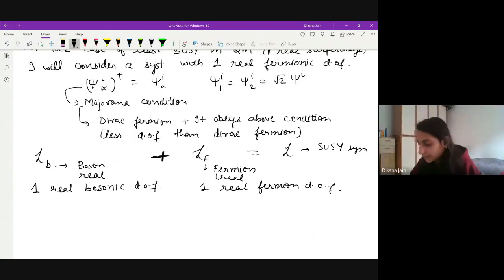So I did this counting just to tell you that I want to consider a system in which the degrees of freedom of fermion and boson match. Since my boson was real, so it had only 1 degree of freedom, I have to consider a fermion which is real and has only 1 degree of freedom. So this is my SUSY Lagrangian.